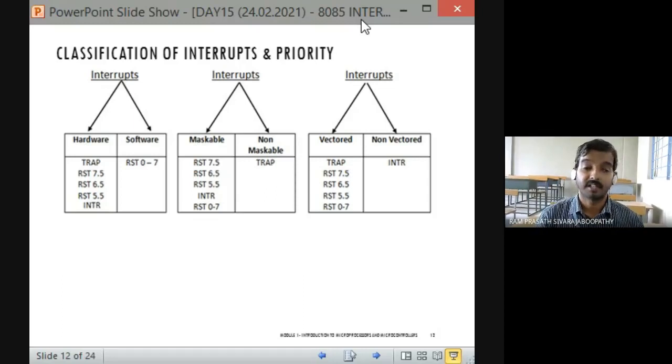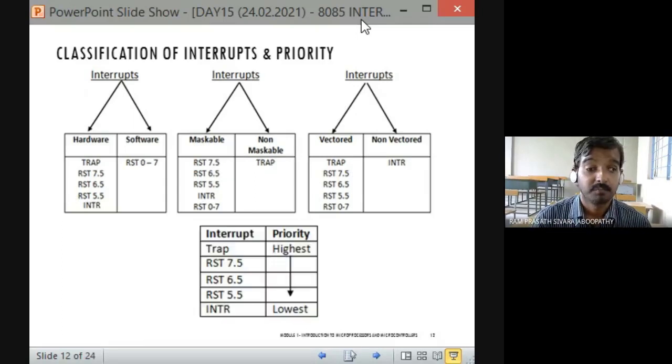Okay, fine. Now, this is the order of priority. Trap has the highest priority, then 7.5, 6.5, 5.5, then INTR. INTR has the lowest priority among all the interrupts. Fine. So why are we having priority? Any idea?